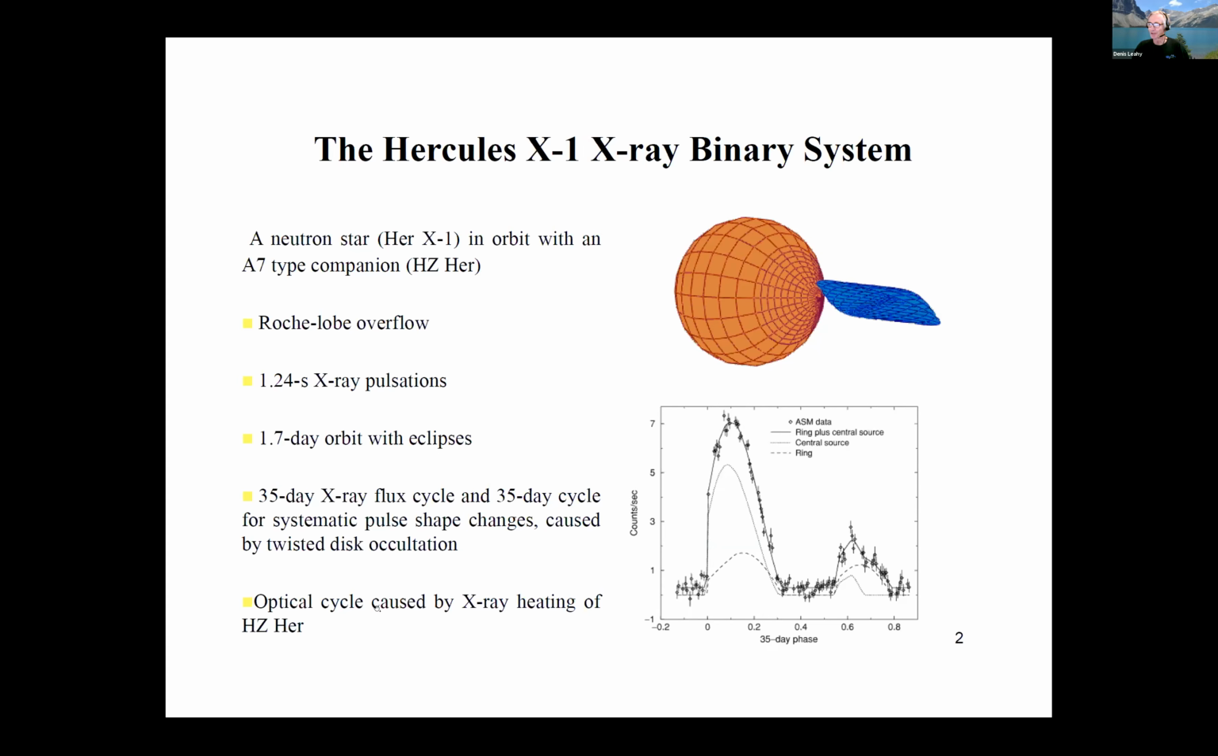There's also an optical cycle, which is roughly at the orbital period, which is the excess optical light created by X-ray heating of the front face of the companion star, and the cycle is due to the changing viewpoint of the observer as the system rotates.